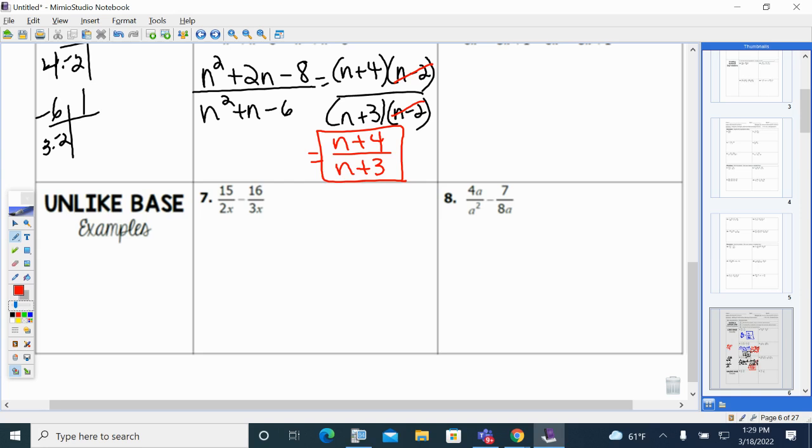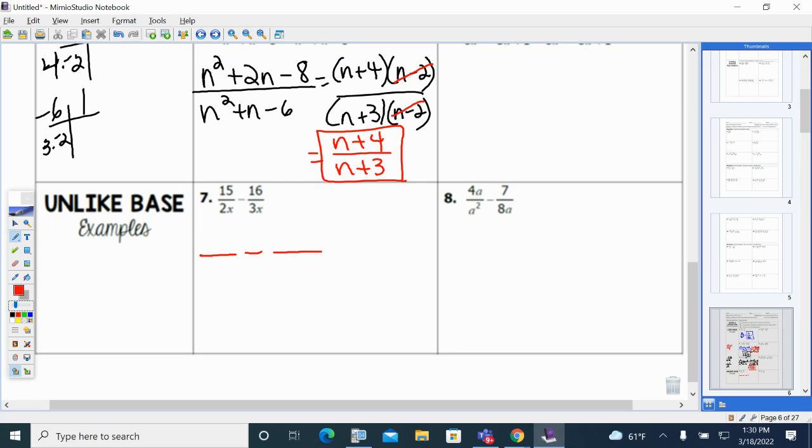Number 7, we've got 15 divided by 2x minus 16 divided by 3x. So when I look at this, immediately I notice that my denominators are different, and because I'm going to try to subtract, I can't do that. It's not doable right now until I get a common denominator. So we need to decide, what does my denominator need to be? What you're looking for here is a number that's big enough to divide by 2x and 3x and divide evenly.